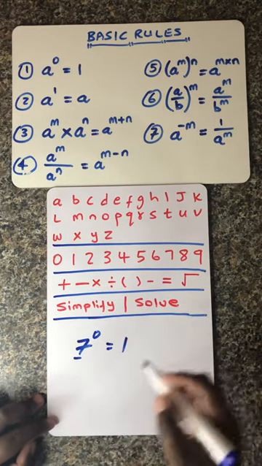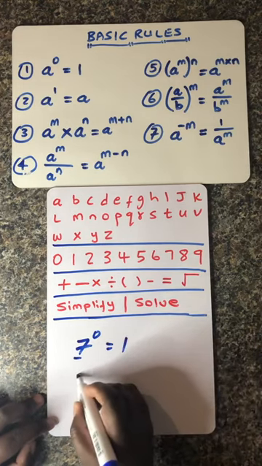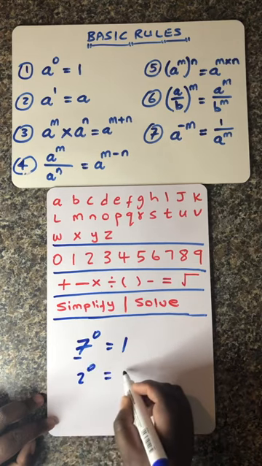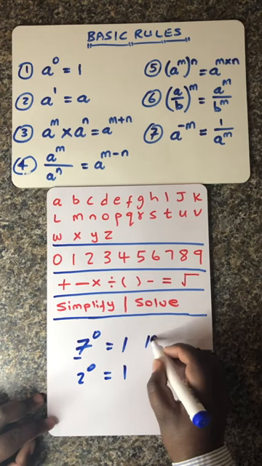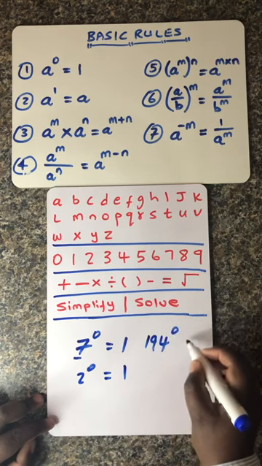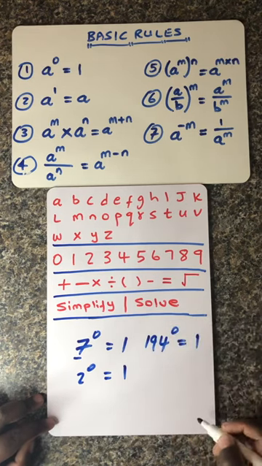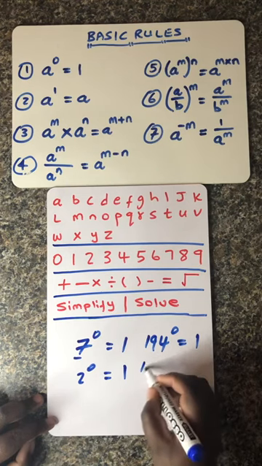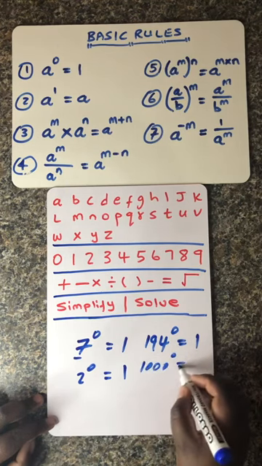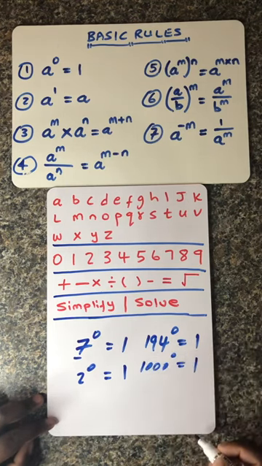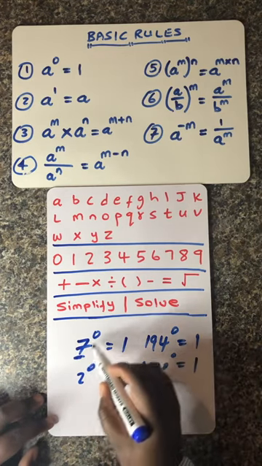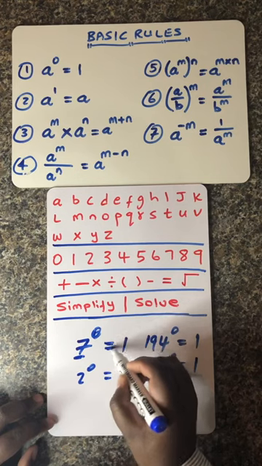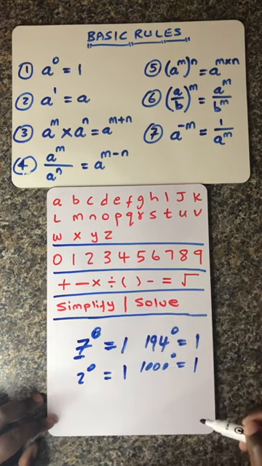That means on your calculator, if you punch 2 to the power 0 and say equals, it will be 1. If you punch 194 to the exponent 0, it will equal 1. If you punch 1000 to the power 0, guys, it will still equal 1. So that means any number to the power 0 equals 1. I'm not sure if you understand, guys.